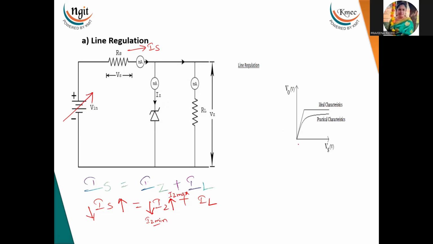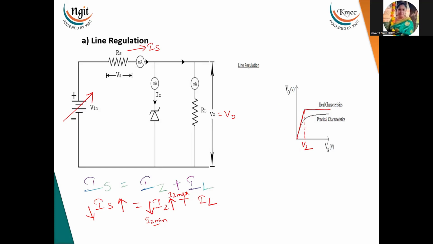Here you can see the line regulation characteristics. This is 0 volts. Line regulation characteristics are taken between Vs and V naught, that is, the input supply and the output voltage. As the input voltage is increased, the output is also varying linearly. And once the breakdown voltage occurs, the output voltage maintains constant.